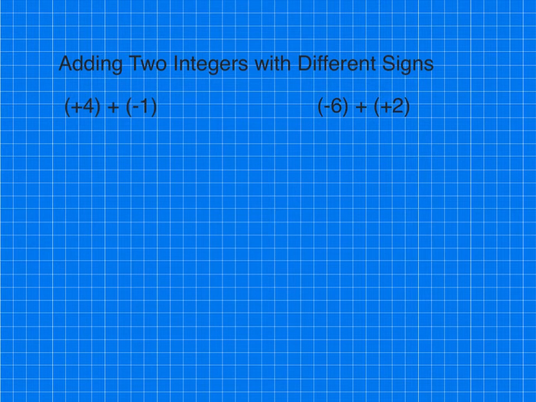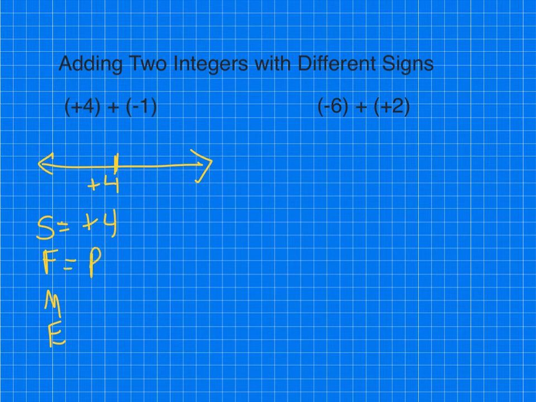Okay, so here we are. We've got two different signs, but the steps are identical every single time. First thing I do is draw my number line. I know I'm going to be looking at start, face, move, and end. I'm going to be starting at +4, so that therefore it's in the center of my number line. That's +4. I know I'm adding, so I'm going to be facing to the right.